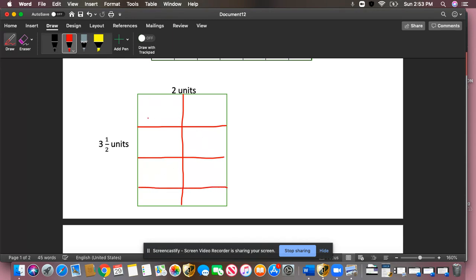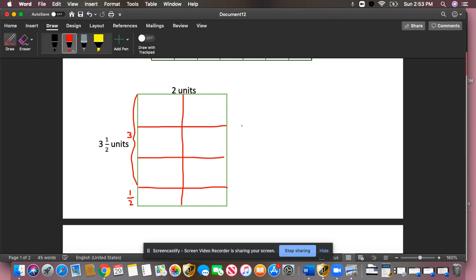1, 2, 3. Okay, obviously these are not perfect squares, but let's pretend that they are. So what I've drawn here, I have 2 units across, 1 unit, 1 unit, and down I have 1, 2, 3 units, and then I have 1/2 unit down here. This is 1/2 of a unit. This all together is equal to 3.